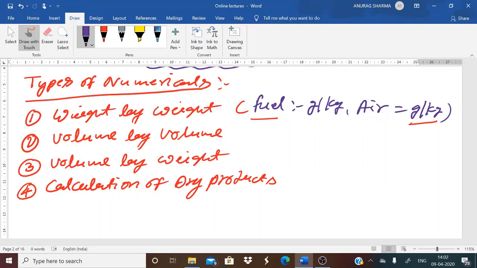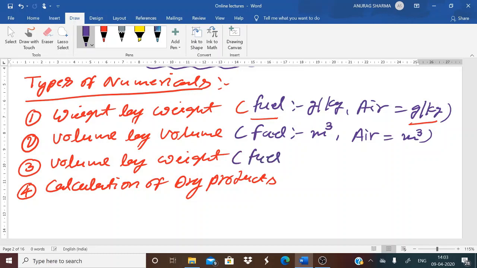And next, volume by volume. Volume by volume means the amount of fuel is given in meter cube and air will be calculated in meter cube. We already studied meter cube: 1 meter cube is 1000 liter. Volume by weight means the amount of fuel will be given in meter cube and we will calculate the amount of air in gram or kg, or vice versa.